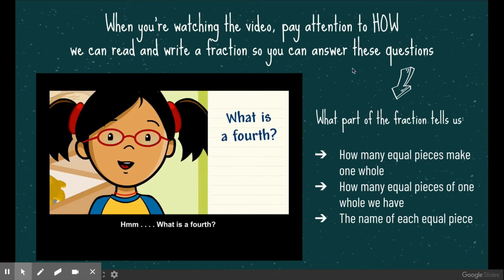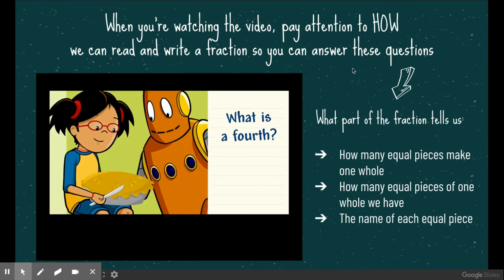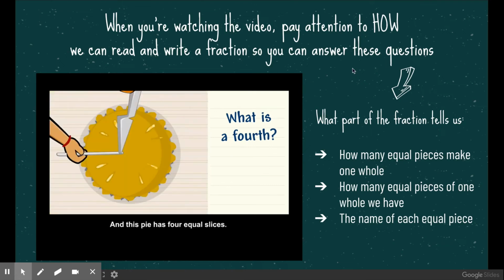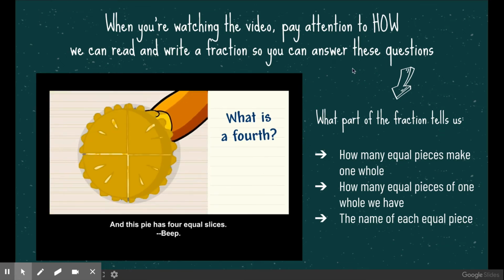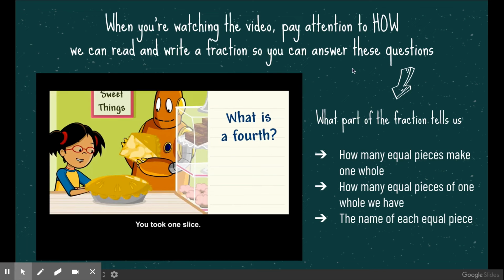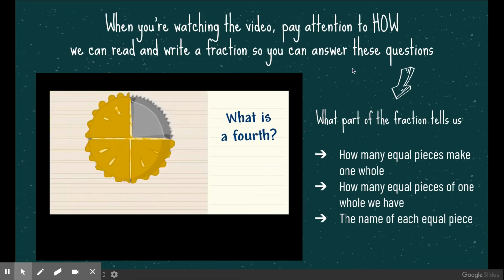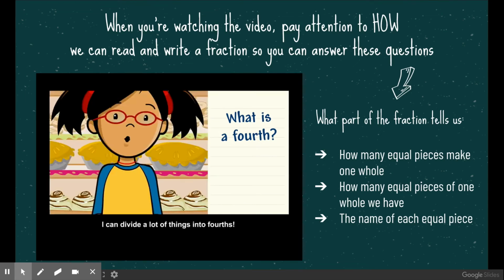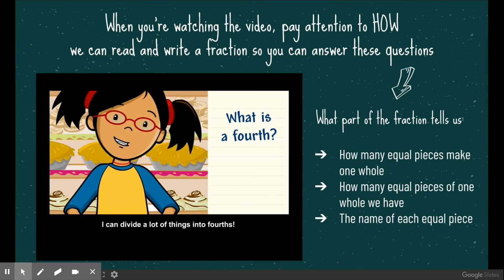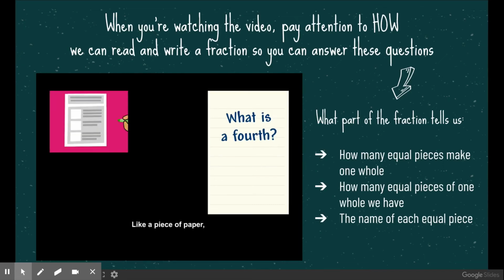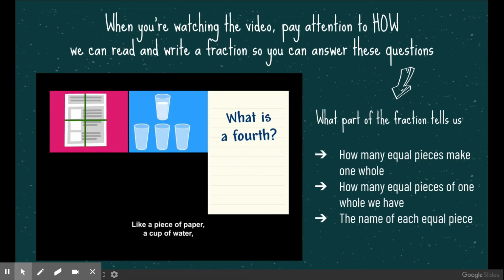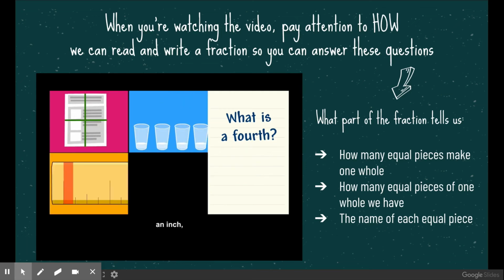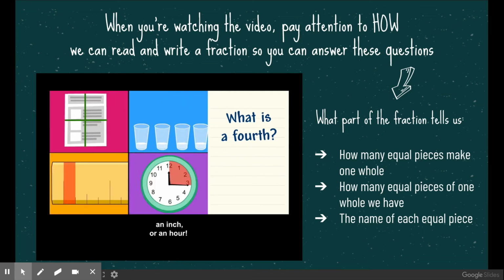What is a fourth? I love apple pie, and this pie has 4 equal slices. You took 1 slice. So you took 1 out of 4 slices, or 1/4 of the slices. I can divide a lot of things into fourths, like a piece of paper, a cup of water, an inch, or an hour.